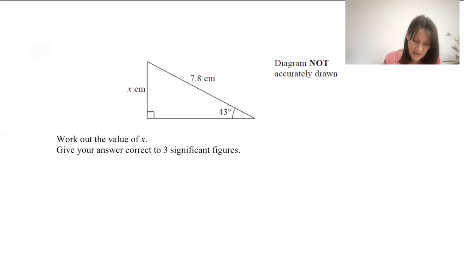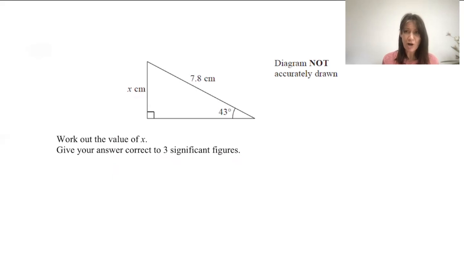Okay, so I'm being asked to work out the value of x, and x is here on my triangle. And I've got to give my answer correct to 3 significant figures, and then that's it. They haven't given me anything else. So I really need to dive into this diagram to get all the information I can out of it. So what am I looking at? I'm looking at a right-angled triangle.